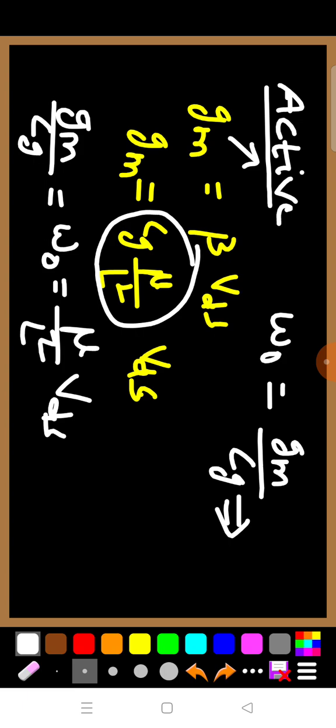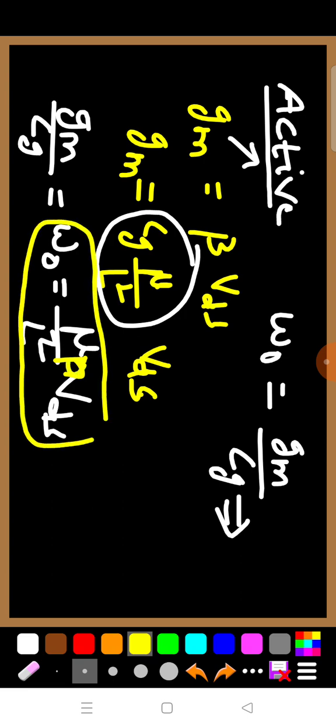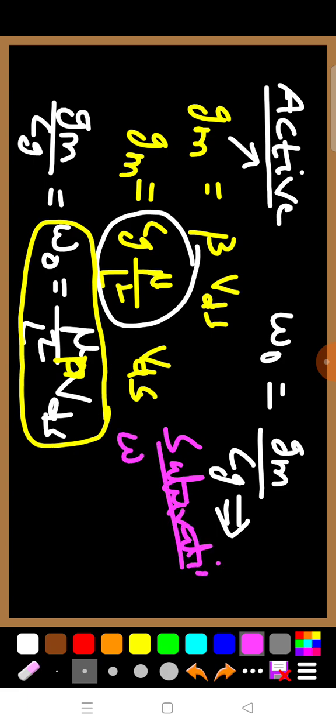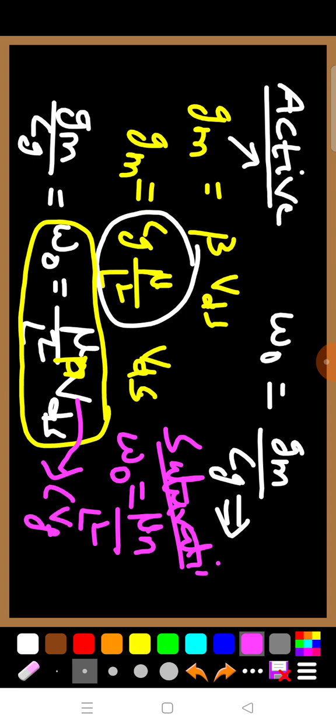Is it clear? If it is NMOS you can write mu N, if it is PMOS you can write mu P. That's it guys, this is about figure of merit in the active region. Now in saturation region, omega naught is equal to mu N by L square, and this VDS can be written as VGS minus VT. Is it clear? Thank you very much.